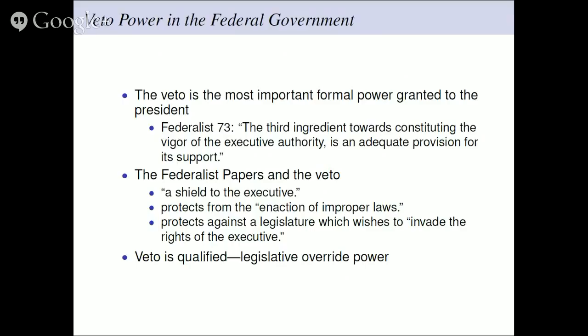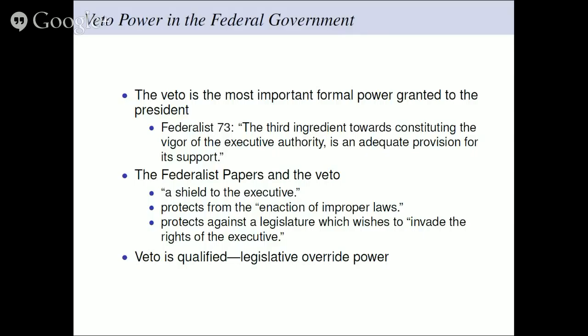Perhaps the most important formal power that the president has is the veto. The Constitution grants the president his main check on the legislature, the ability to veto legislation, that is, the ability to stop a bill from becoming law. As I mentioned, the title of the talk is Constituting the Vigor of Executive Authority. This is a line from Federalist 73 when Hamilton specifically discusses veto powers.